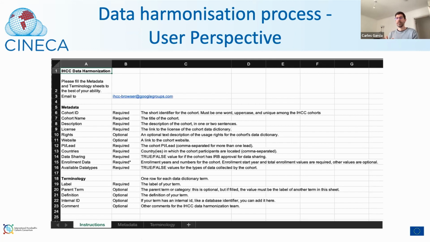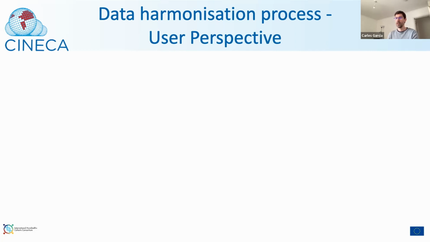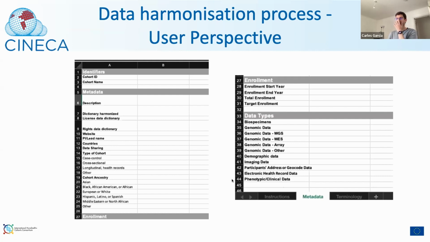This Excel template is very simple. It has 3 tabs: instructions, metadata, and terminology. Instructions is just a description of what's in the other 2 tabs. Metadata, we are updating this file, and we have added new terms. These are what we call the descriptors.